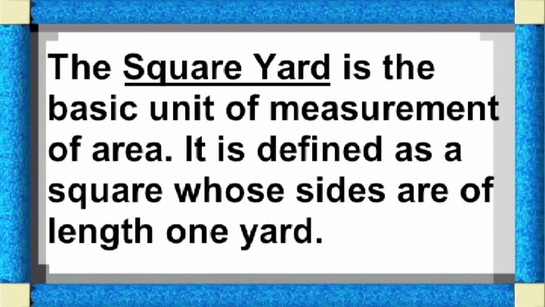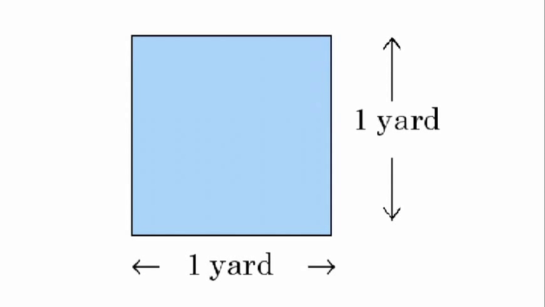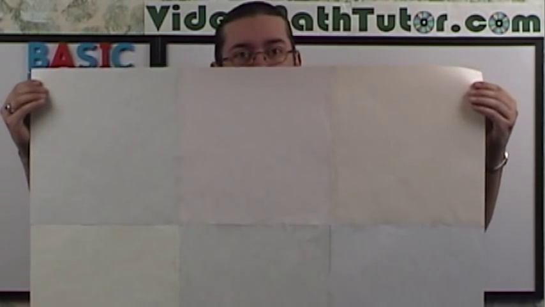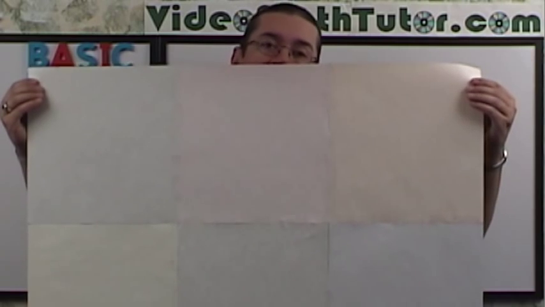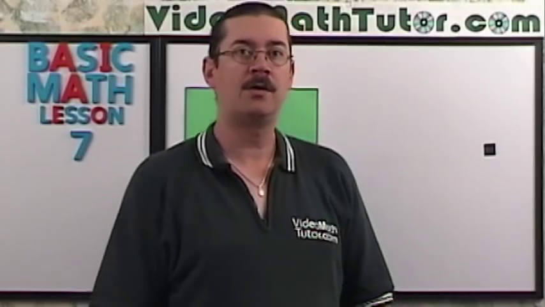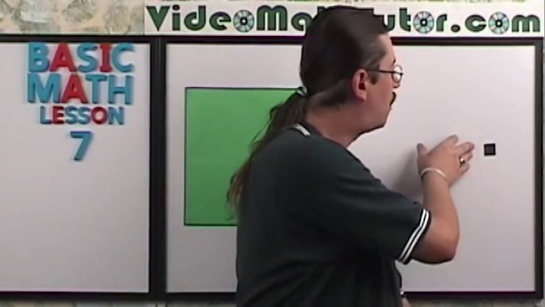The square yard is the basic unit of measurement of area in the U.S. customary system. It is defined as a square whose sides are of length 1 yard. Here's an example of a square yard. Okay, you can't see all of it in the video, but at least you have an idea of what I'm talking about, right? Here we can see a square inch. It's 1 inch by 1 inch.